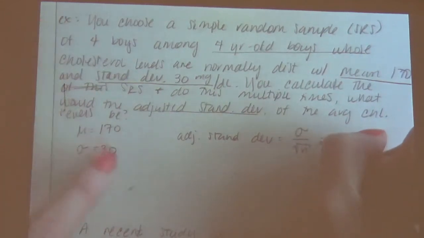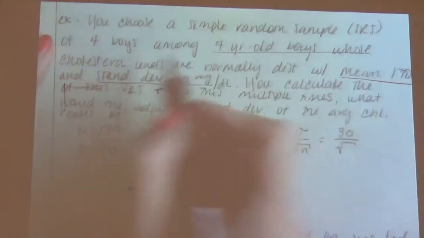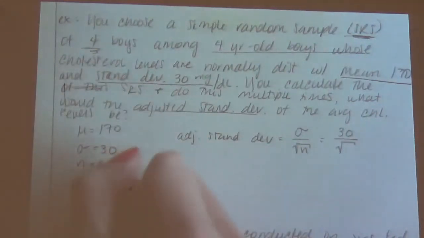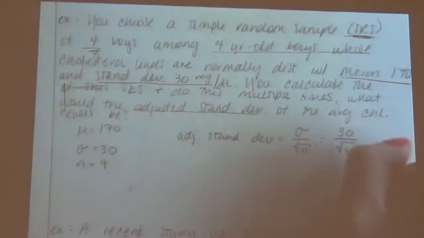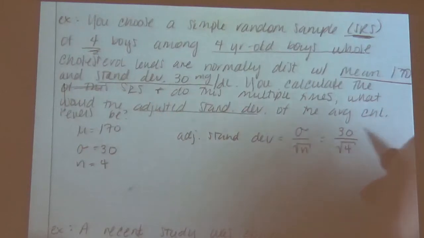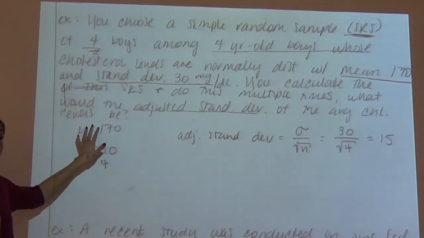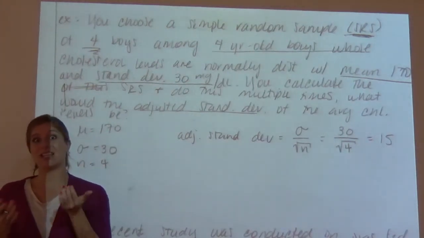Well, here my sigma is 30, and my n value was 4 because I took a simple random sample of 4 boys. So we have that divisor there. Here the square root of 4 is of course 2, so 30 divided by 2 is 15. Of course we'll move along and eventually do calculations with this, and you'll see how the mean comes into play. But for now, we're just looking at how I would adjust the standard deviation in this scenario.